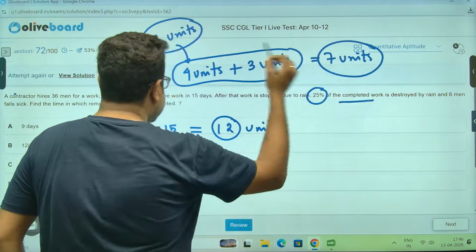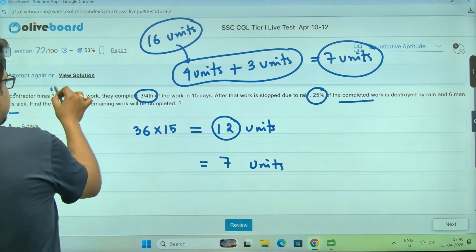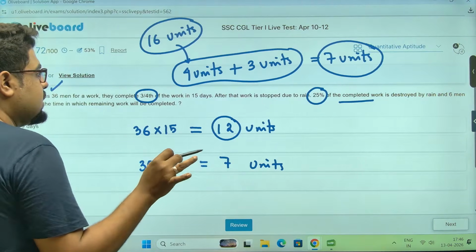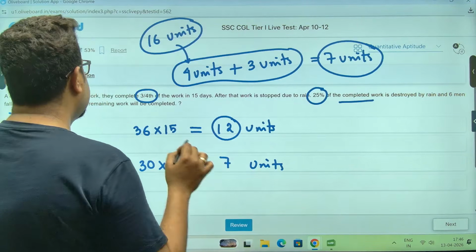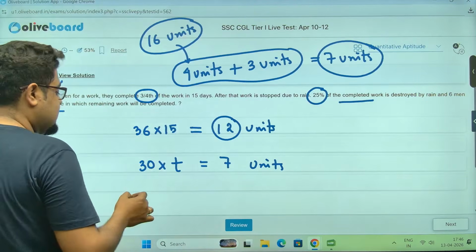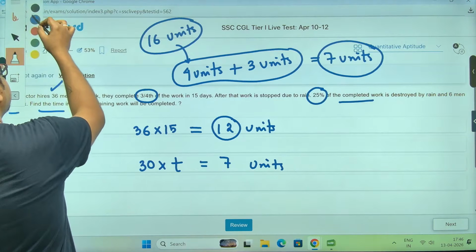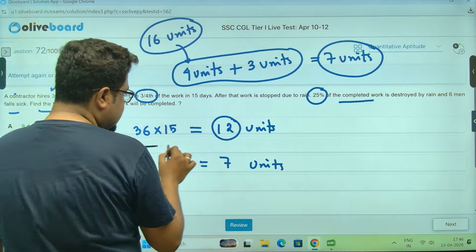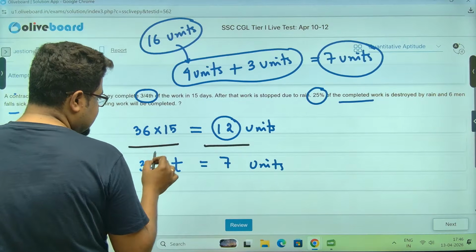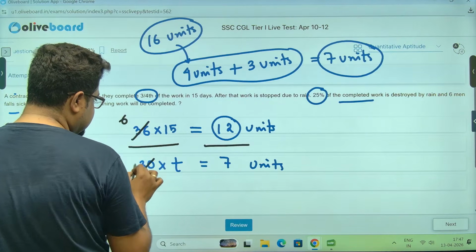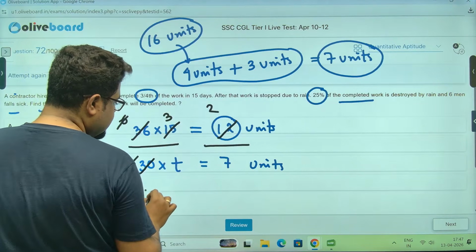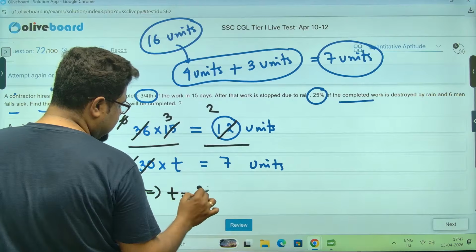Now who will do this? 6 men fall sick. Total 36 men were there, now there are only 30 men. Find the time. Time I don't know, so I'm taking T days. Then how to proceed from here? If you are not using formulas, can you do ratio? If you can, that will be enough. 6 6s are this, 6 5s are this. 6 2s are 12, 5 3s are this. So T becomes 21 by 2.